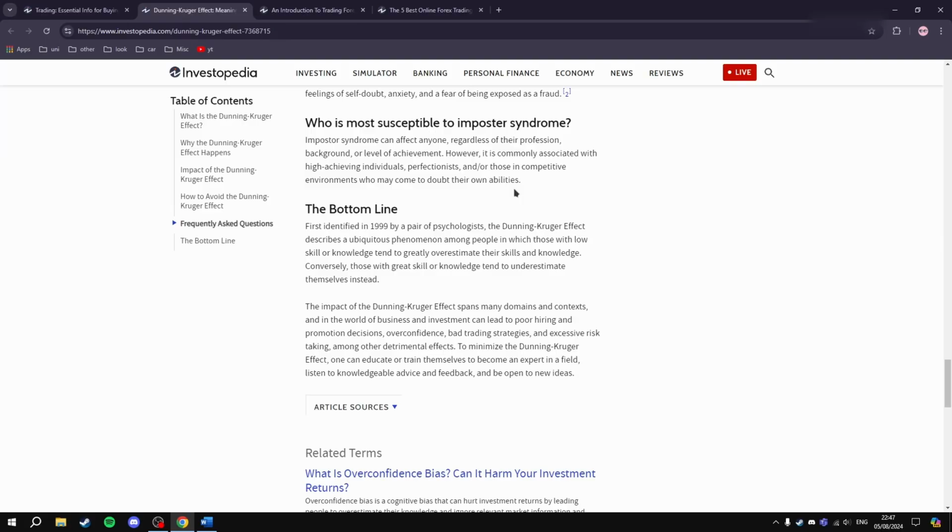The impact of the Dunning-Kruger effect spans many domains and contexts, and in the world of business and investment can lead to poor hiring and promotion decisions, overconfidence, bad trading strategies, and excessive risk-taking, among other detrimental effects. To minimize the Dunning-Kruger effect, one can educate or train themselves to become an expert in the field, listen to knowledgeable advice and feedback, and be open to new ideas.